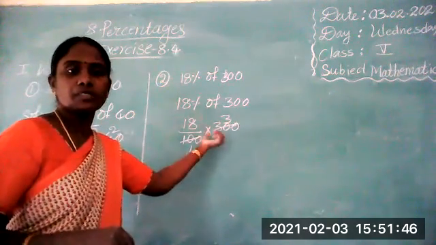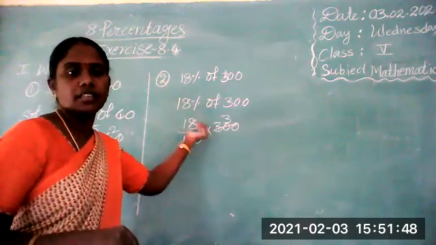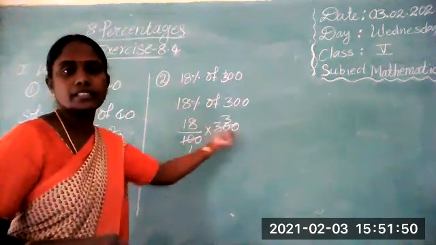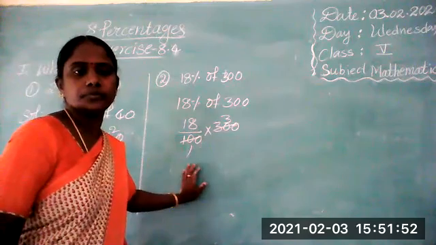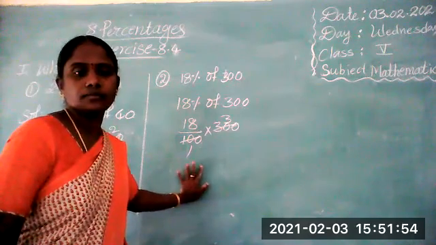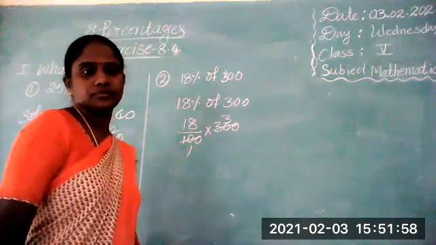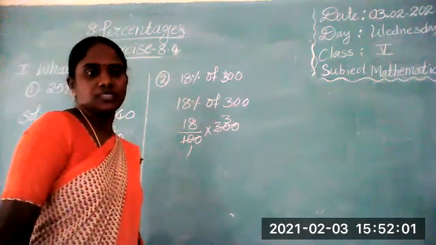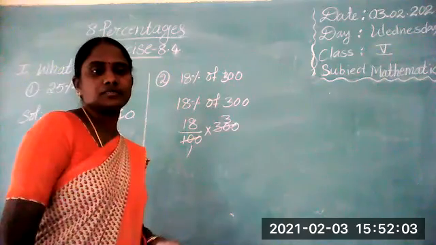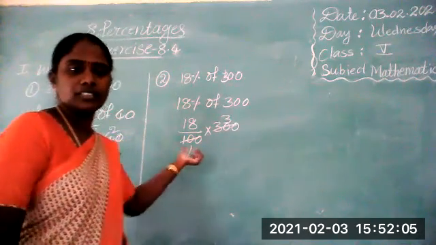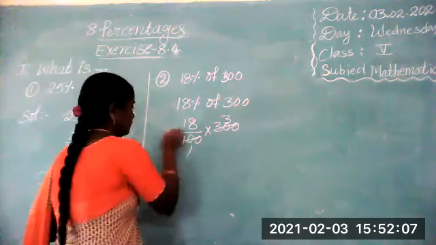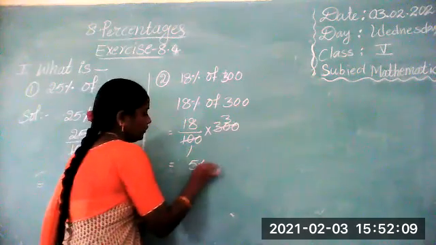Here, which numbers are remaining? 18 and 3. 18 into 3. 18 threes are... Learn tables, children, first. Very good. 18 threes are 54. 54 is the answer.